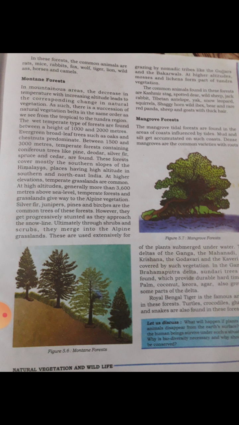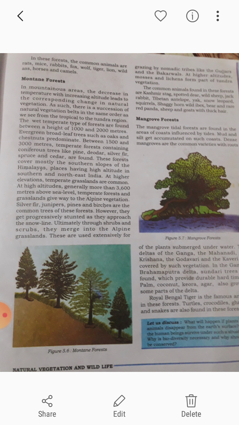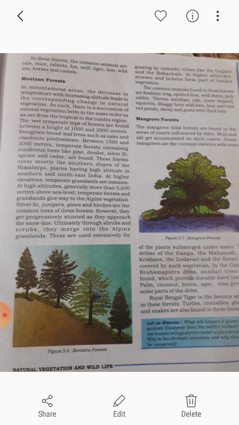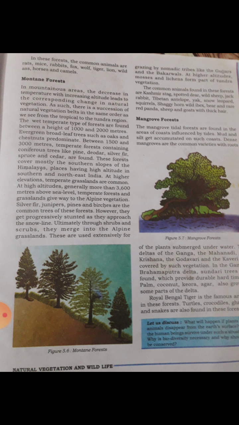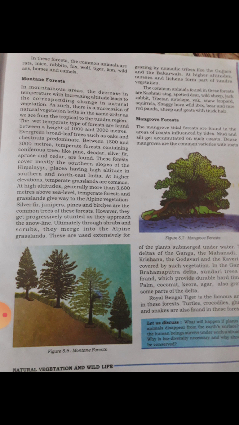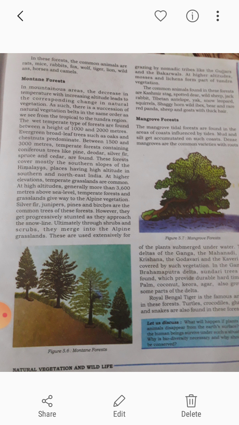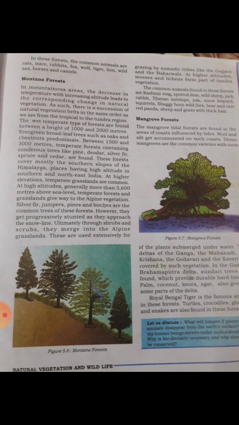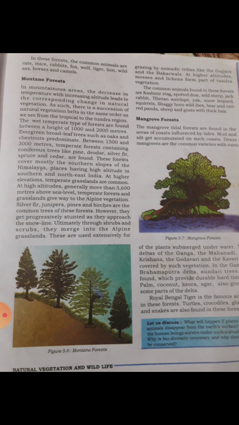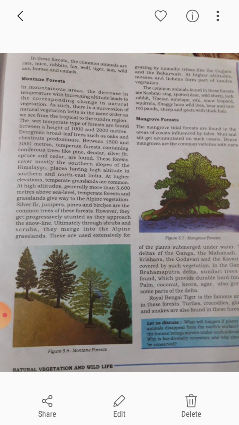Now you can find it in the deltas of the Ganga, Mahanadi, Krishna, Godavari and Kaveri, which are covered by such vegetation. Now in the Ganga Brahmaputra deltas you can find Sundari trees, okay, which provide a durable hard timber. Palm, coconut, keora, agar also grow here, and the most famous animal is the Royal Bengal tiger. Clear, children? It is one of the national animals of India. Okay, and among the whole world you can find the Royal Bengal tiger in India. Besides the Royal Bengal tiger, you can find turtles, crocodiles, gharials as well as snakes.